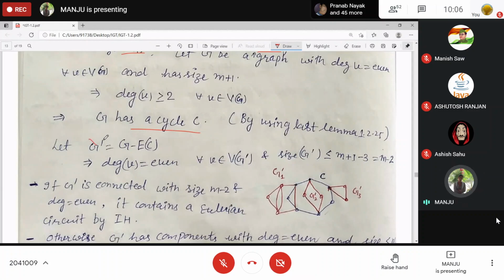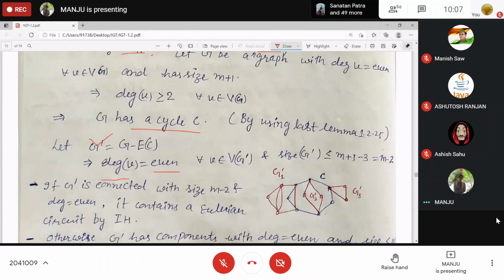Otherwise, you construct one more graph after excluding the edges of this cycle. We are not excluding the vertices; the vertices remain the same. As the cycle consists of two edges incident with all the vertices through which it passes, the degree will be even minus 2. The degree of all those vertices through which the cycle passes will be decreased by 2. So that is again even.